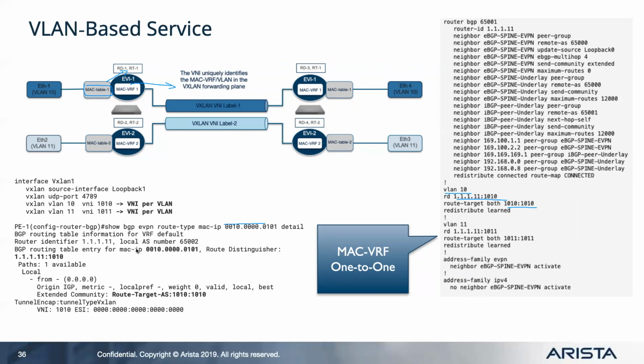We checked, right? So this is your MAC address, the local MAC address, this MAC address you learned. This is the route distinguisher you want to add for that VLAN, right? This is the route distinguisher. And along with this route, you will also advertise the route target, right? So this is the route target, which you will advertise.